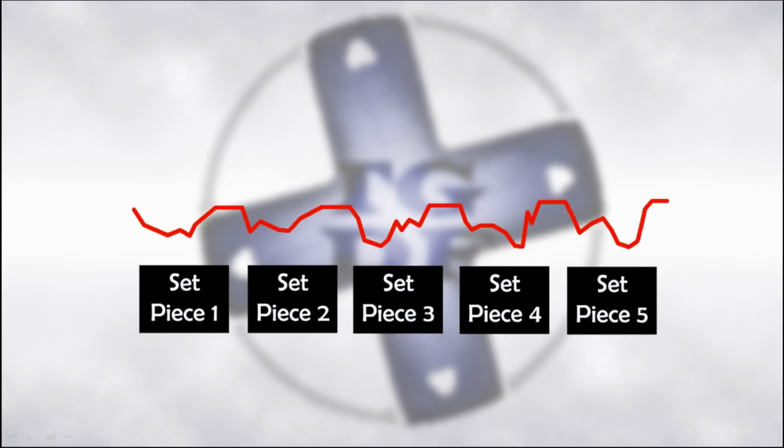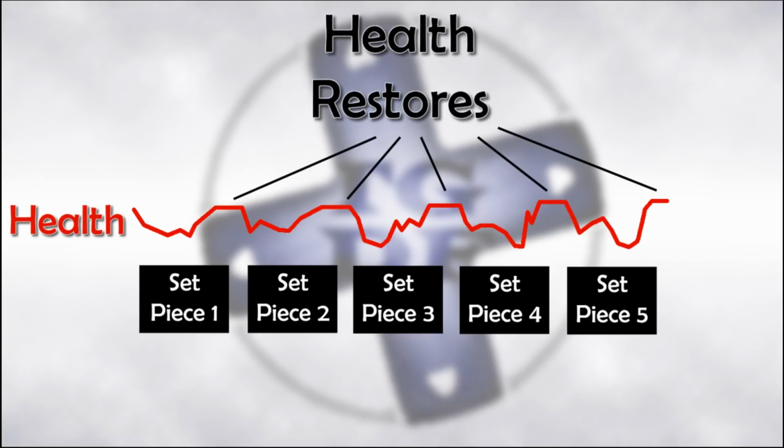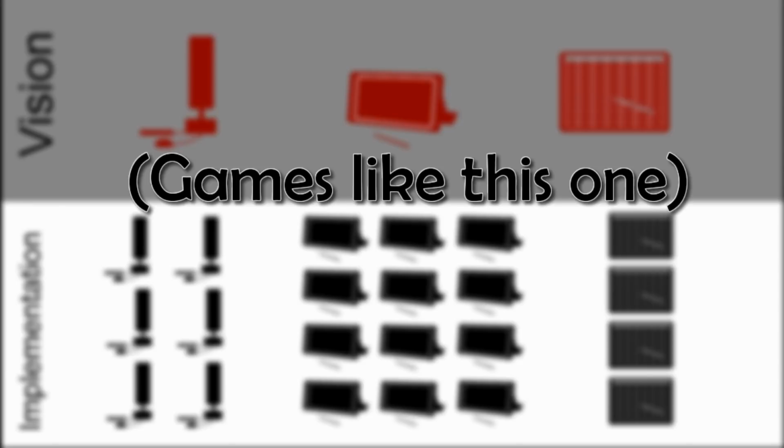That's where self-containment comes in. If every set piece restores the player's health and ammo, either before or after the action begins, the designers don't have to worry about the inter-set piece balancing as much. This is especially useful for games with really long set pieces and large design staffs.